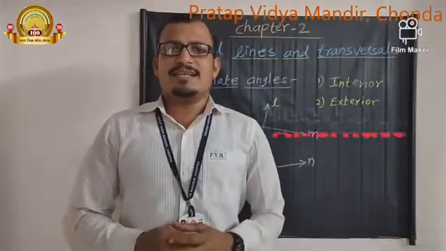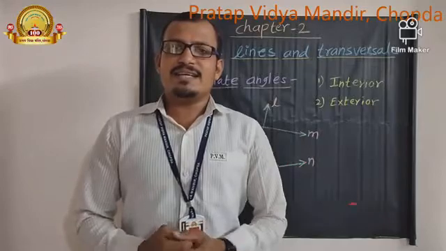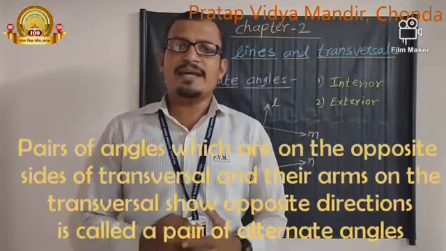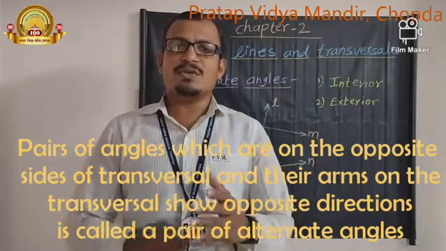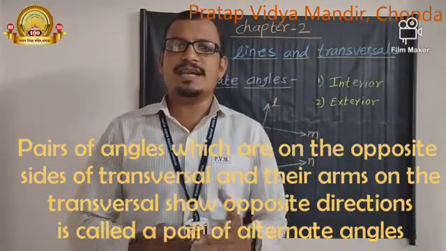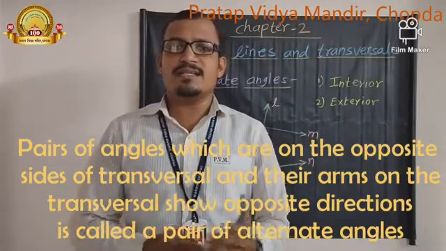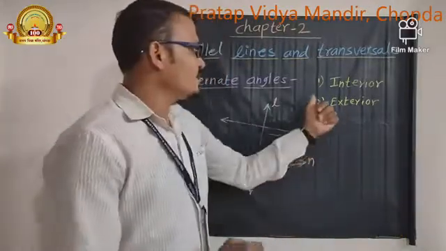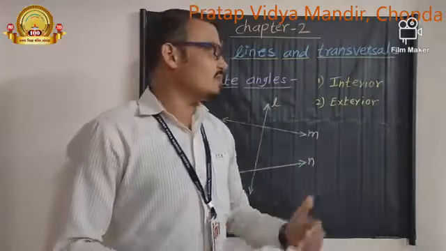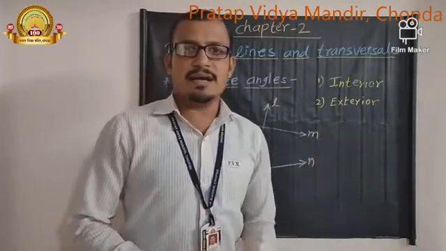And the last one is alternate angles. What are alternate angles? Friends, a pair of angles which are on the opposite side of the transversal and their arms on the transversal show opposite direction. Such angles are called alternate angles. There are two types of alternate angles. First one is interior alternate angle and second one is exterior alternate angle.